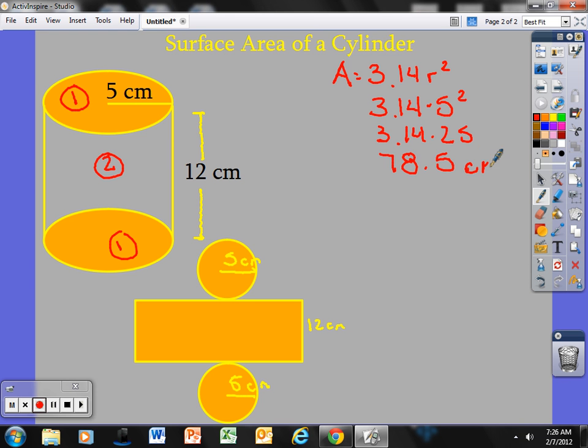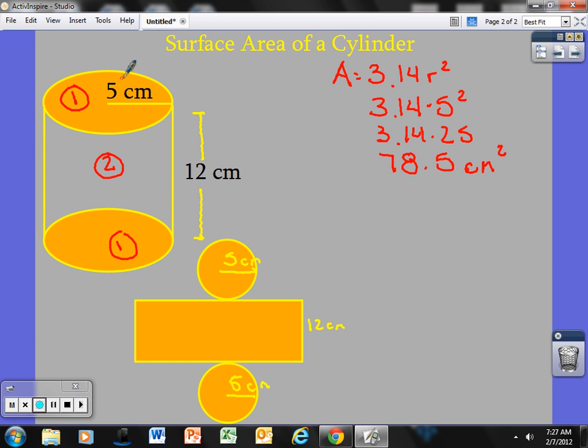Now, I have two of these circles, one at the top and one at the bottom, so I'm going to double this. I simply multiply this answer by 2. So the area of the top circle and bottom circle together is 157 square centimeters.